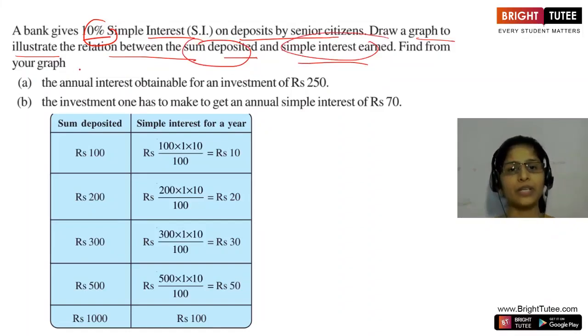We have to find these two things from the graph. So let us first draw the graph. To draw the graph we are not given any table or anything. So we are just going to take the sum deposited, assume it, and find the simple interest for 1 year.